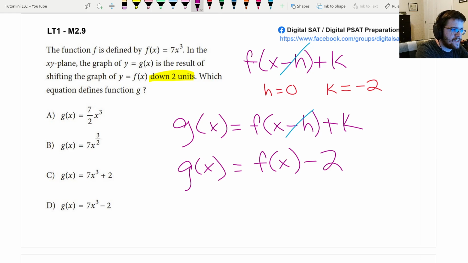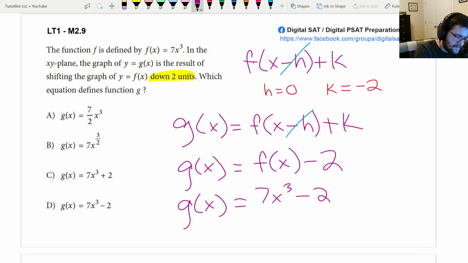Now we just replace f of x with 7x cubed, and we get g of x equals 7x cubed minus 2. And let's see if that's right. Yep.